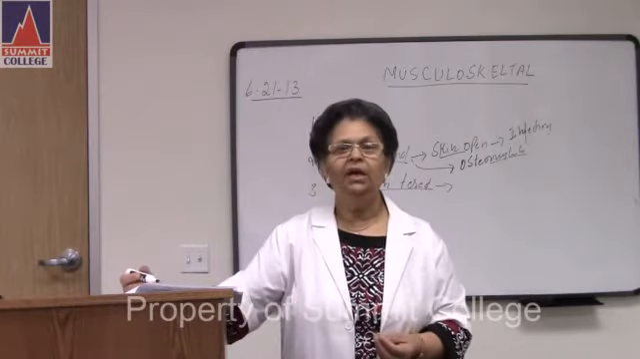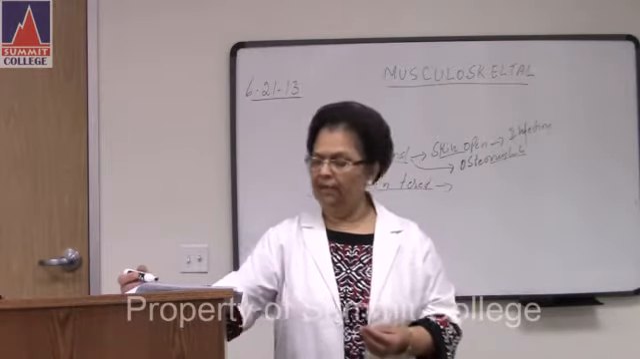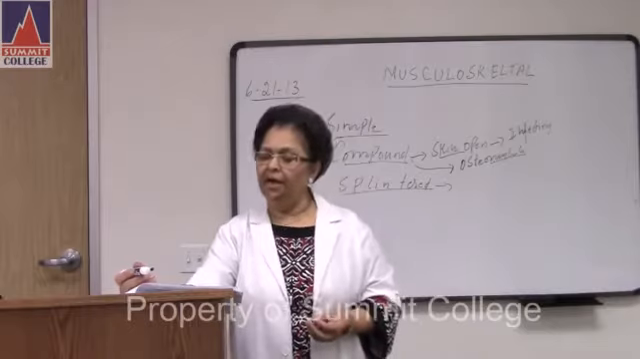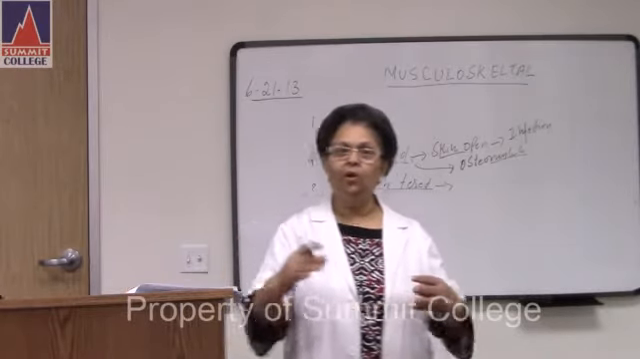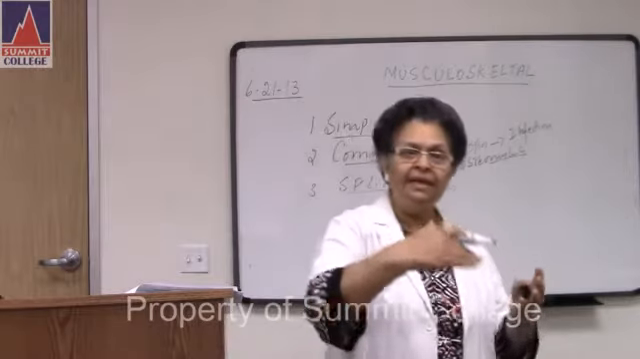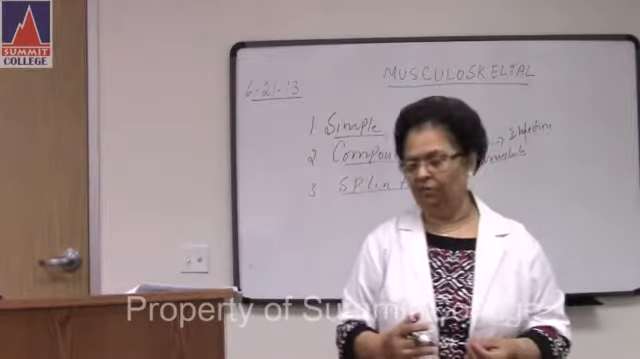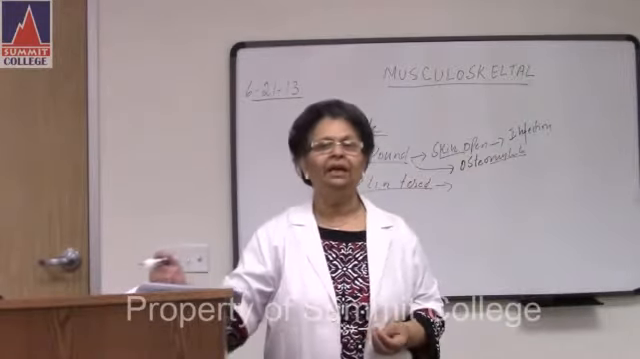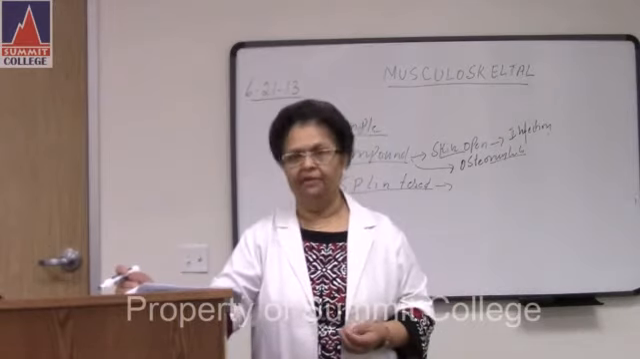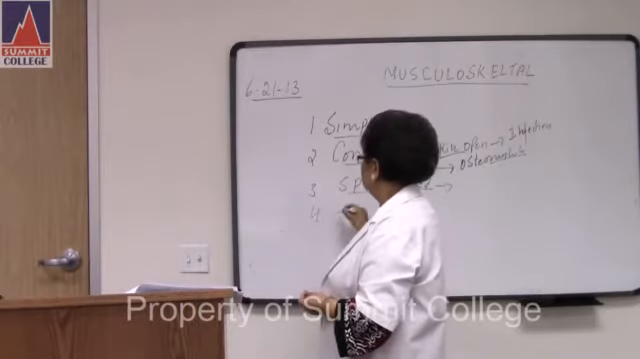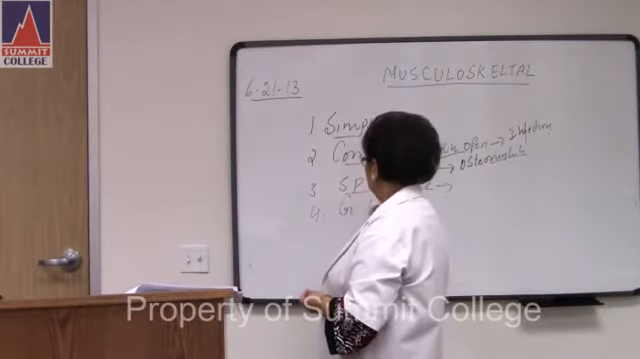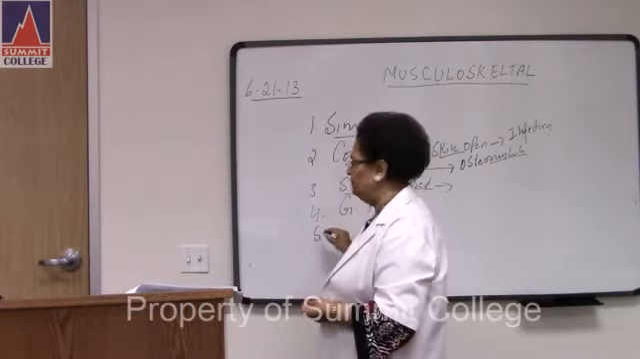Number 4, green stick fracture. When you have a green stick fracture, underline the word, it is common in children, and the bone is broken and bending on one side. So bending of the bone would be your green stick fracture. Number 4 is your green stick fracture, and number 5 is very important.